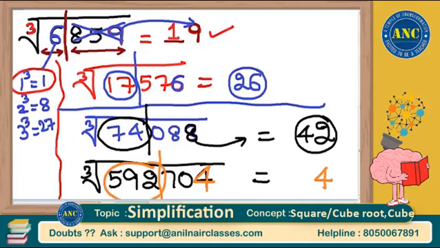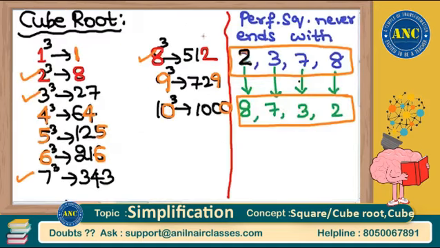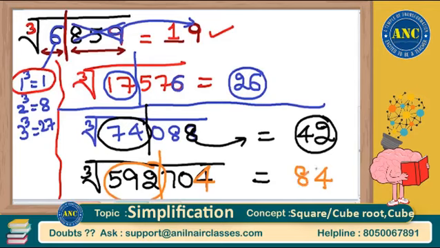592 lies between which two perfect cubes? 592 lies between 8 cube and 9 cube. Smallest is 8. Write down 8. Answer is 84. Simple. It is never a complication, sir. These are all very easy ways of solving it.